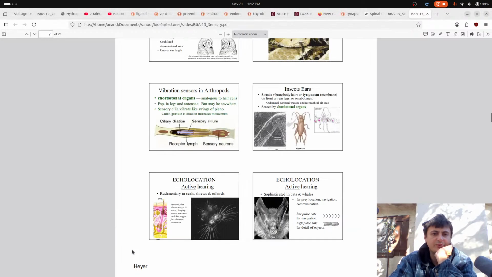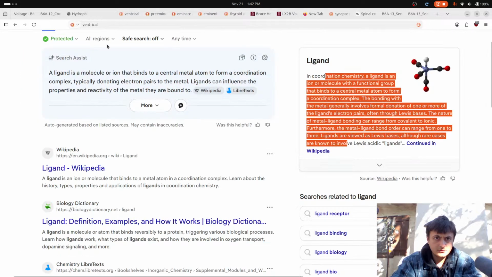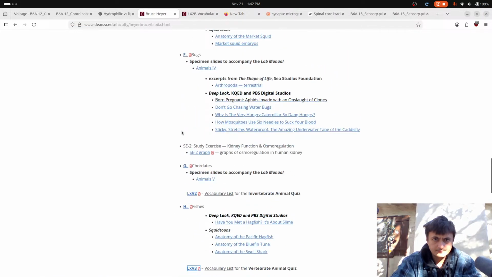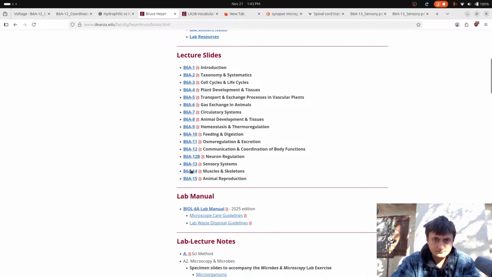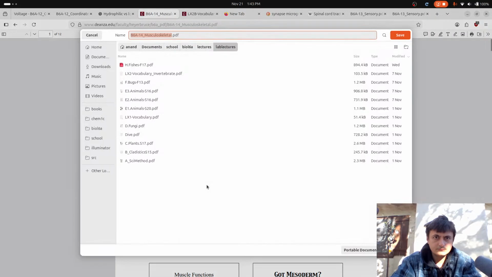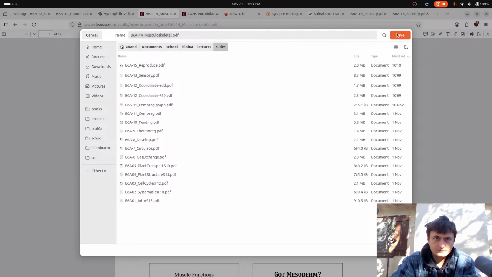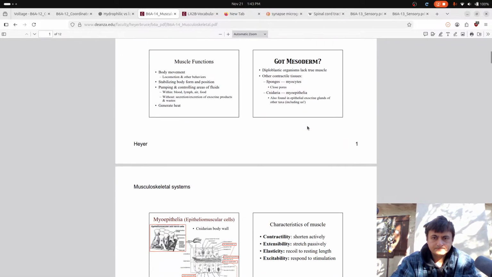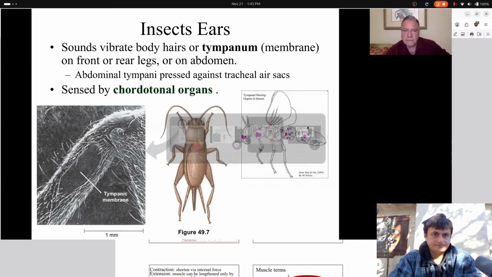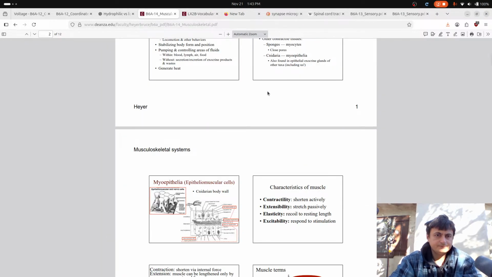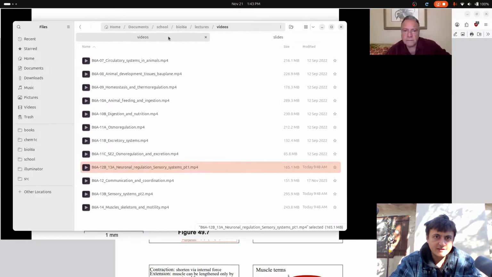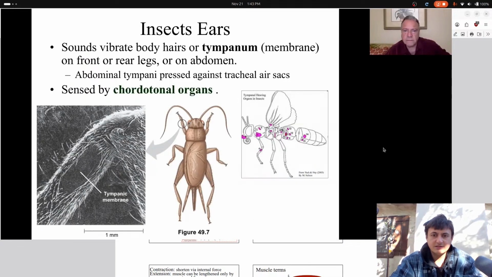Okay, so chordotonal organs then. Wait, we don't have ears of terrestrial arthropods? But presumably there's like another lecture on this, because, yeah, sensory system part 2, because there's just so much material.